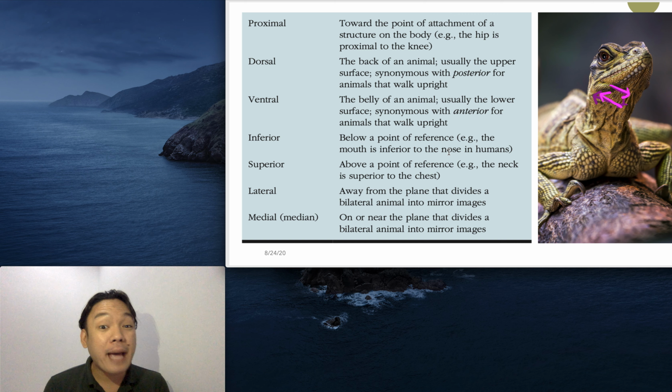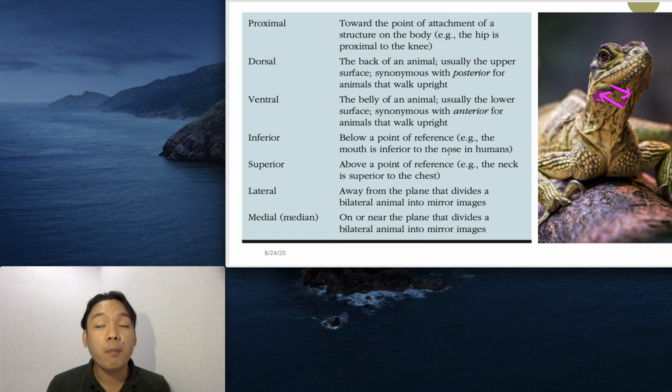Dorsal, it's the back of the animal, usually the upper surface. It's synonymous with posterior for animals that walk upright, just like humans. And ventral, we have the belly of the animal, so it's found on the belly side, usually the lower surface, and it's synonymous with anterior for animals that walk upright.